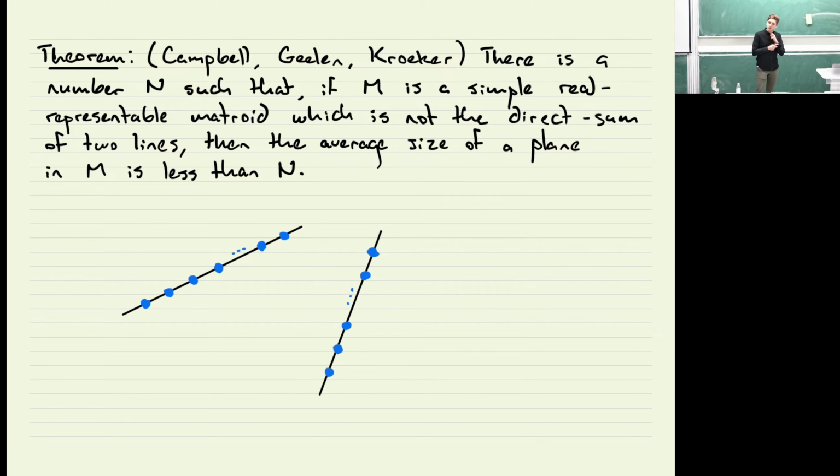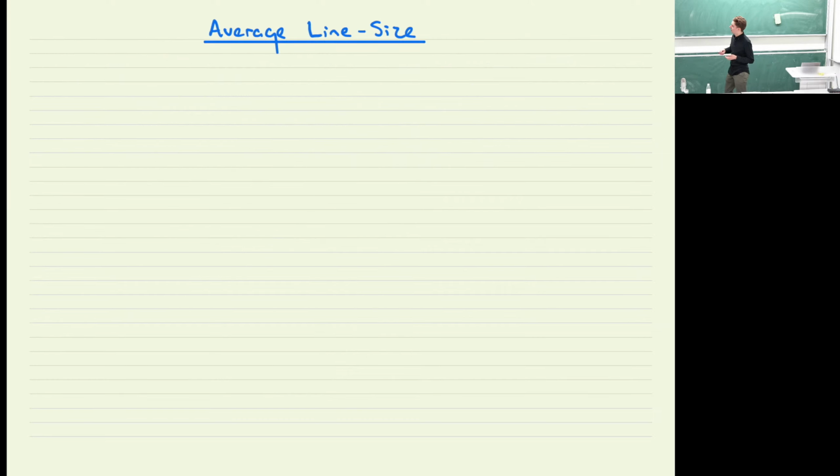bound. So I'm going to more or less show you how we proved this planes result, or at least I'm going to show you quite a bit of the proof. But before we get into planes, we need to talk about lines, average line size, because that's really the natural place to start with a problem like this.